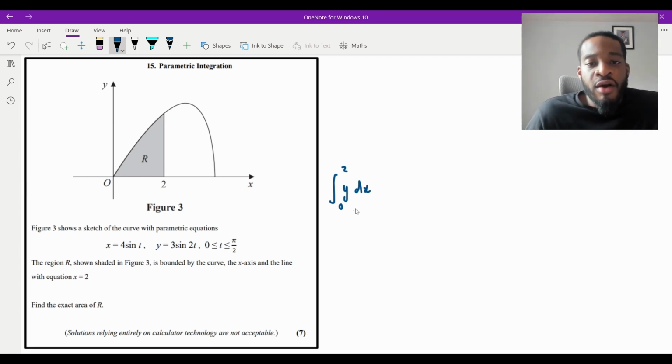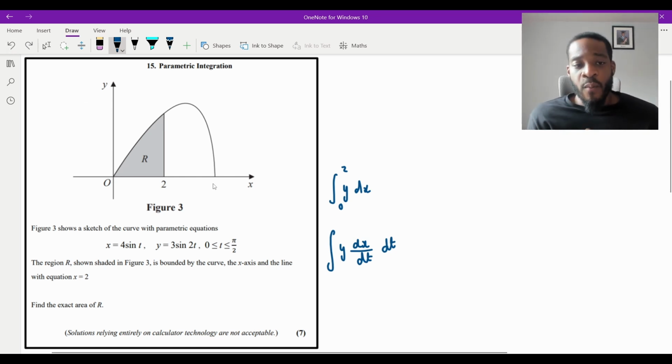Now, when you're dealing with parametric integration, it's just a formula you need to remember. You're going to integrate y, and you're going to multiply by dx/dt, with respect to t. If you just think of it as a fraction, that will cancel with that, and you're left with y dx. So that's literally all you need to remember. You have y, you multiply it by dx/dt, and then just adjust the limits as well, because it's going to be all in terms of t.